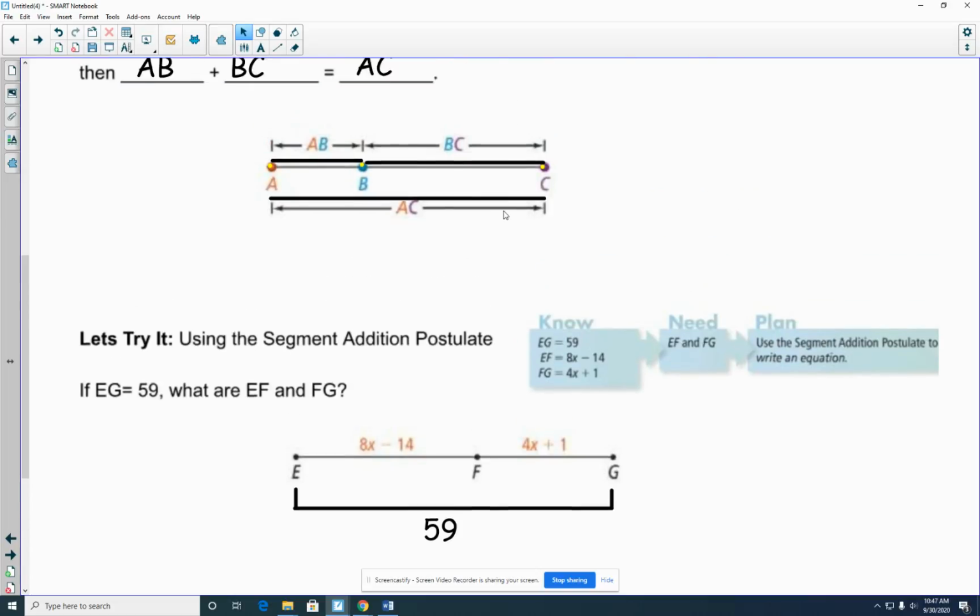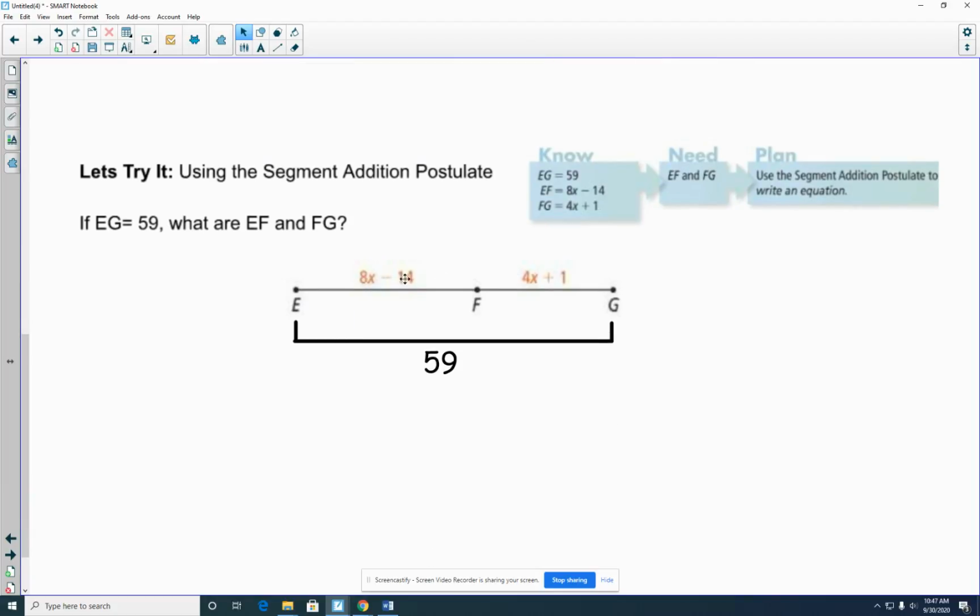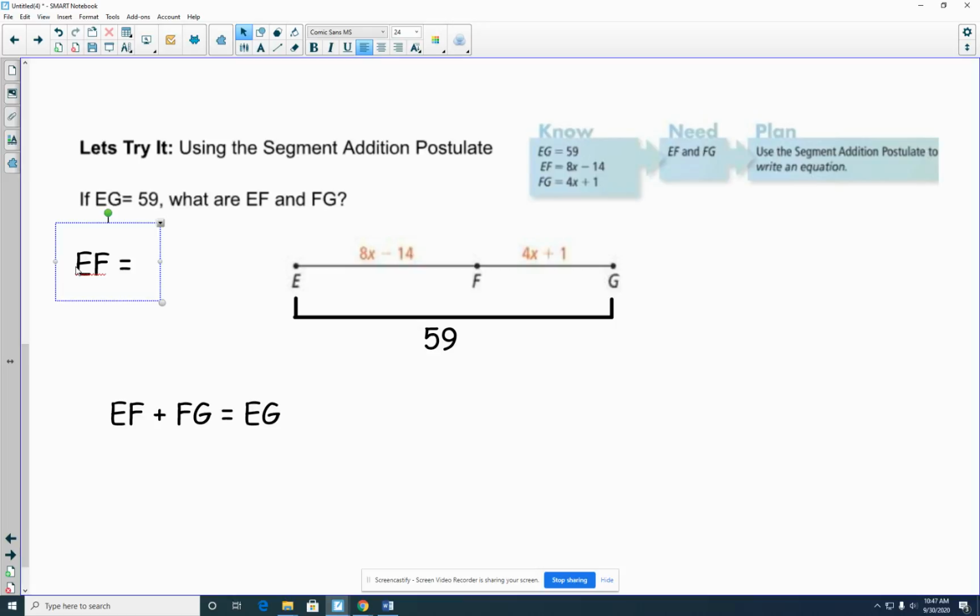I'm going to somehow use the segment addition postulate up here. Okay, so I have this and this. These are my 2 parts, right? So in my mind, I'm thinking, all right, well, EF plus FG. If I add from here to here and here to here, it has to equal the entire length from here to here, which is EG, right? All right, and so now what do I know? Well, I know that EF is represented by 8x minus 14. I know that FG is represented by this here, which is 4x plus 1. And I was told that EG is 59.